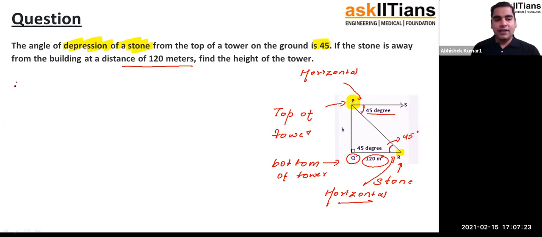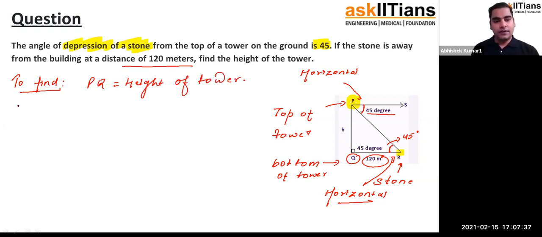And what do we have to calculate here? You have to find height of tower. So basically you have to calculate PQ, which represents height of tower. All right, so check out how we can do it. What we can do is assume height of tower to be h. Let height of tower be h. Okay, so if height of the tower is h, that means I have to find out h.